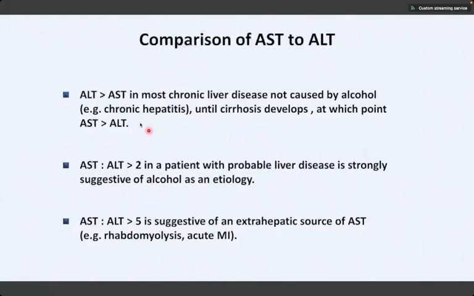Now, if the AST to ALT ratio is above 2 in a patient with probable liver disease, this is strongly suggestive of alcohol as the etiology. Now, the explanation as to why this happens is a little complex and probably beyond the scope of this lecture, but just know that an AST to ALT ratio above 5 is suggestive of an extrahepatic source of AST, such as rhabdomyolysis or an acute myocardial infarction.